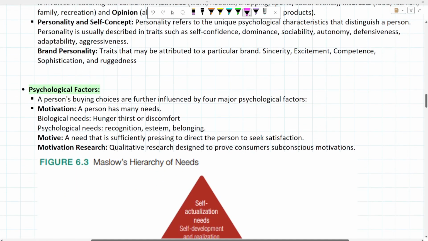Psychological factors. A person's buying choices are further influenced by four major psychological factors. First, motivation. A person has many needs: biological needs such as hunger, thirst, or discomfort, and psychological needs such as recognition, self esteem, and a sense of belonging. A motive is a need that is sufficiently pressing to direct a person to seek satisfaction. Motivation research is qualitative research designed to probe consumers' subconscious motivations.